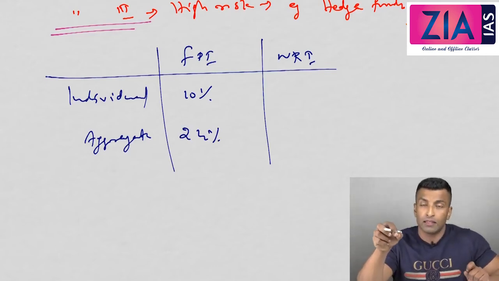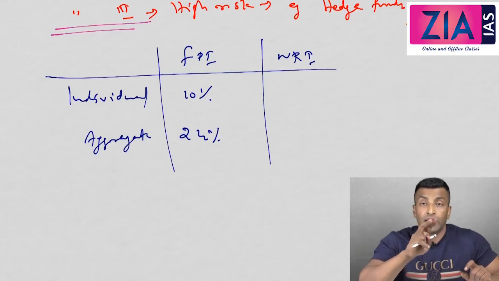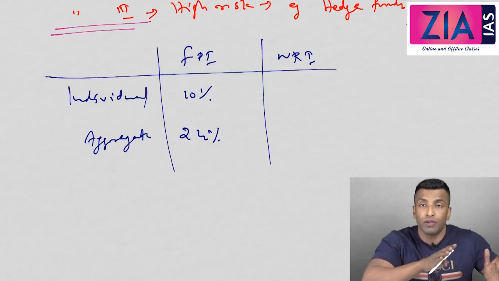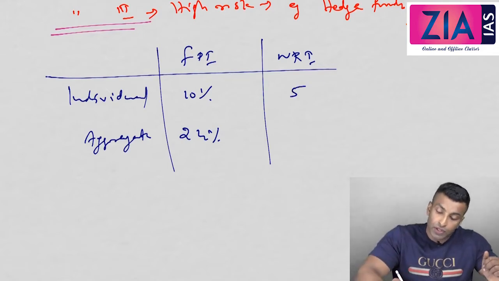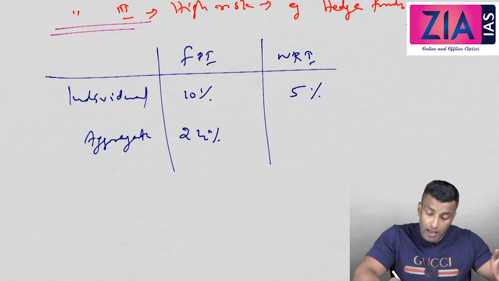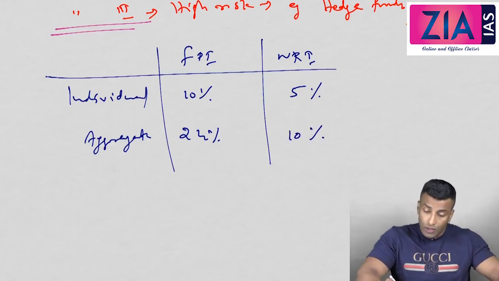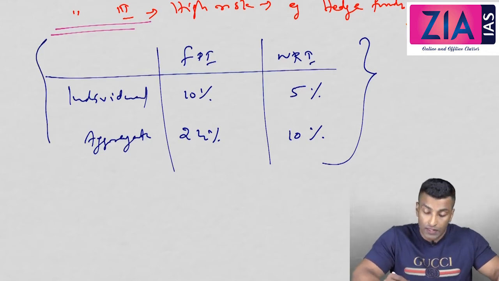So in the company TCS, if you talk about the total FPI, it should be 24%, and it should be less than 24%. It cannot be more than 24%. In case of NRI, individual is 5%, and NRI can invest up to 5% individually, and in aggregate, it is 10%. So I hope this ceiling is clear for all of you. Individual and aggregate ceiling is fixed both for FPI and NRI.